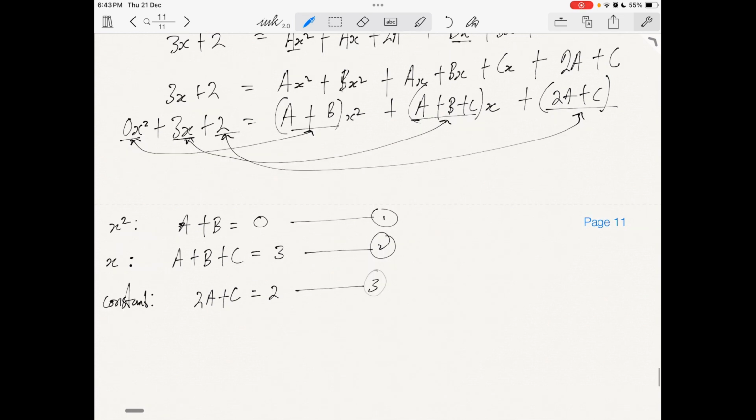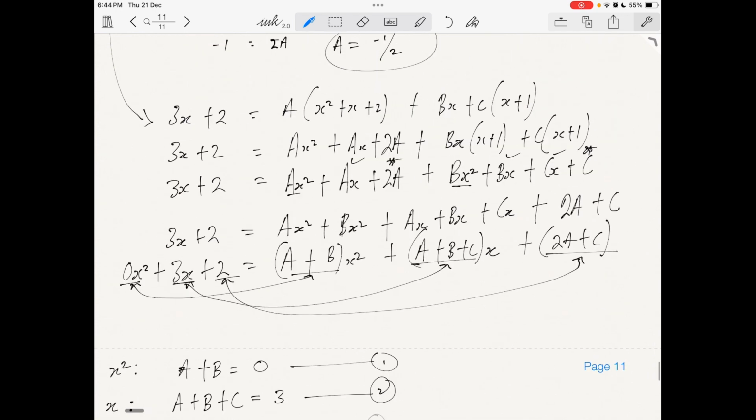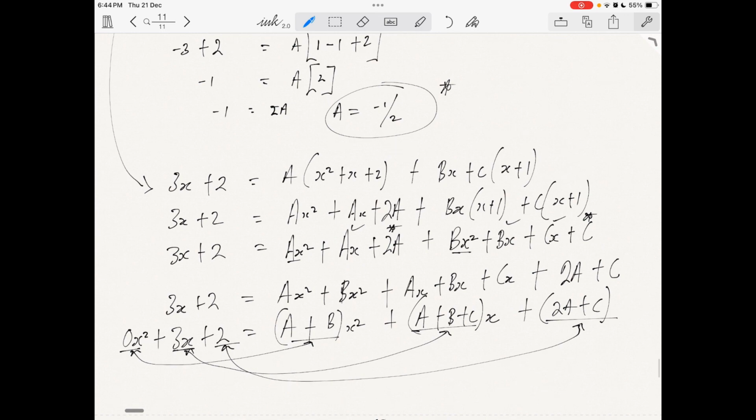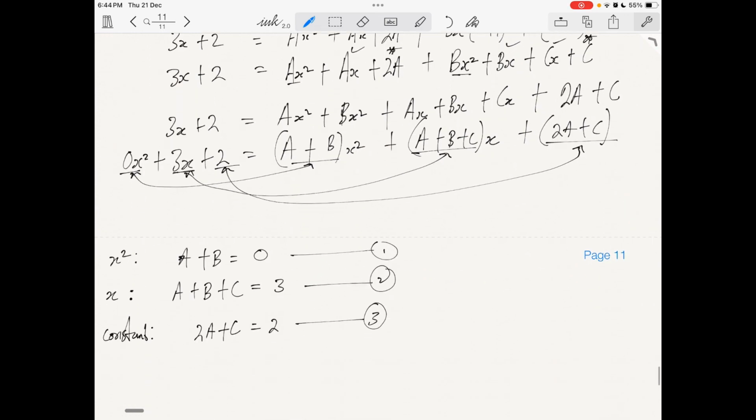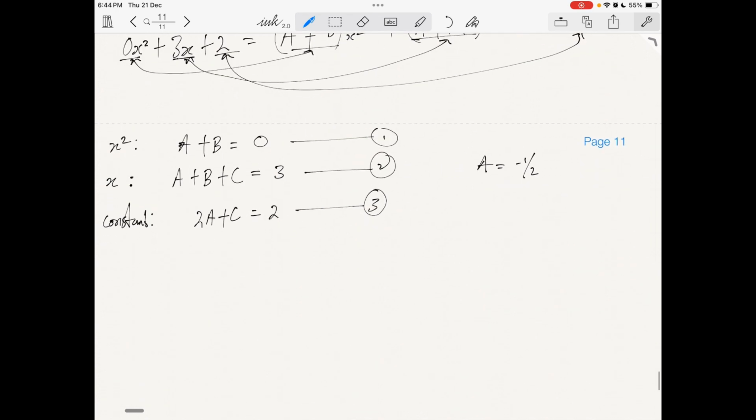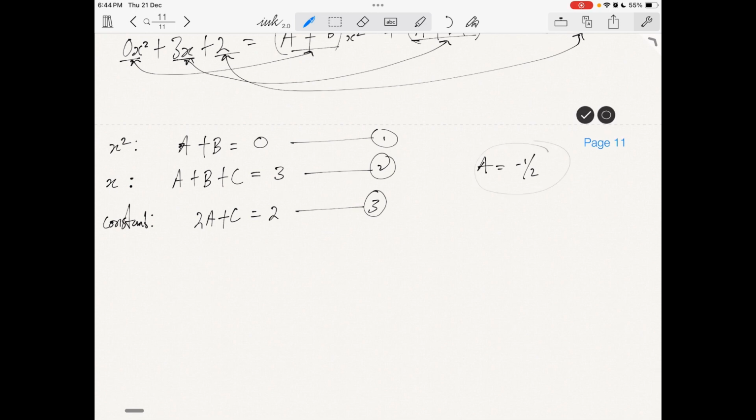Now this is 3 equations with 3 unknowns, and we could solve them simultaneously. However, the cover-up method has already helped us. We have already found the value of a, so it will be easy to just implement it. Since a equals minus 1 over 2, let me use substitution. From equation 1, let me find my b.